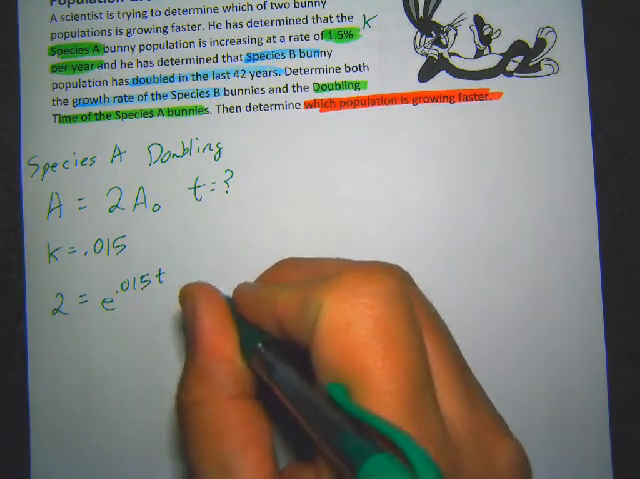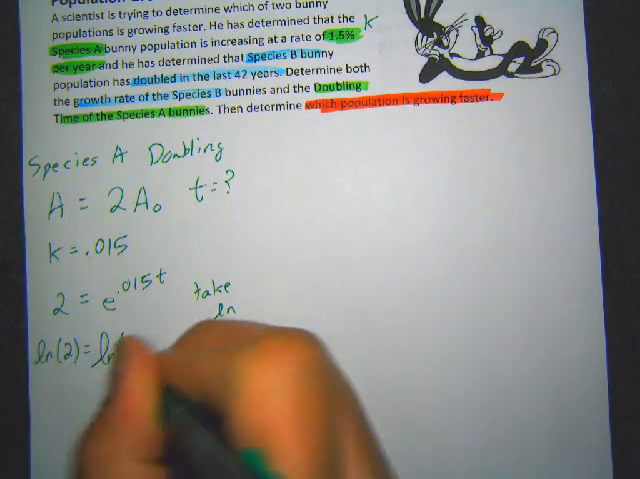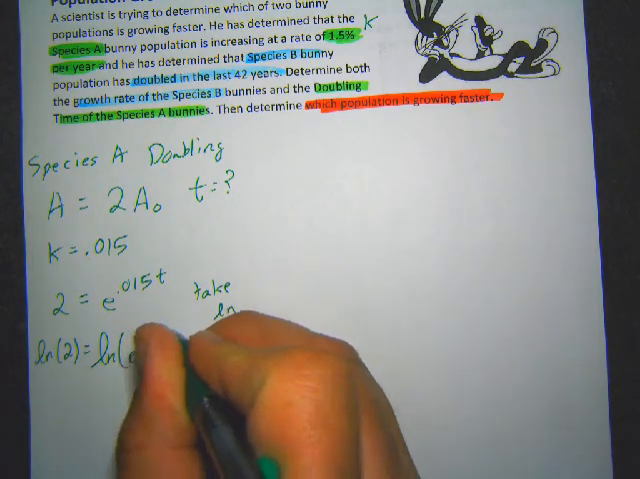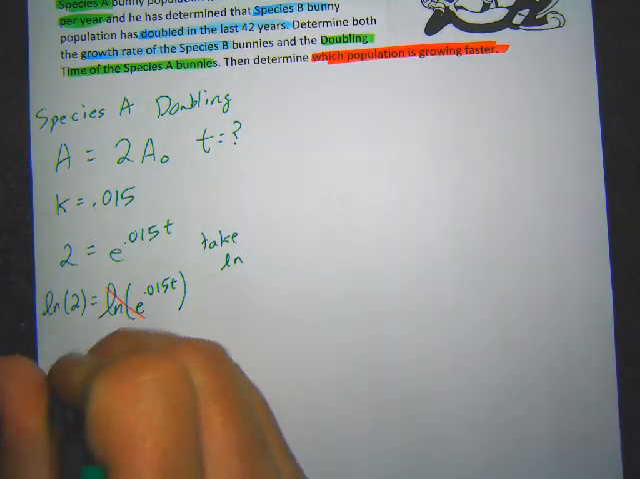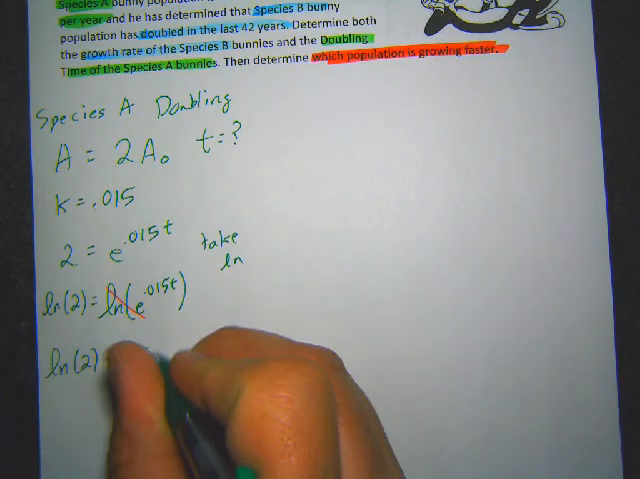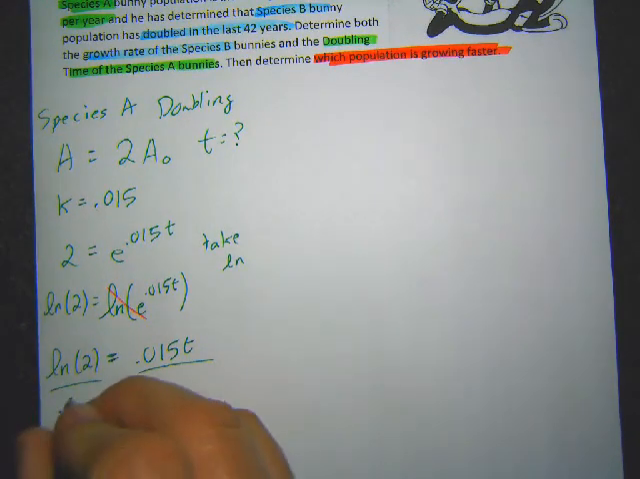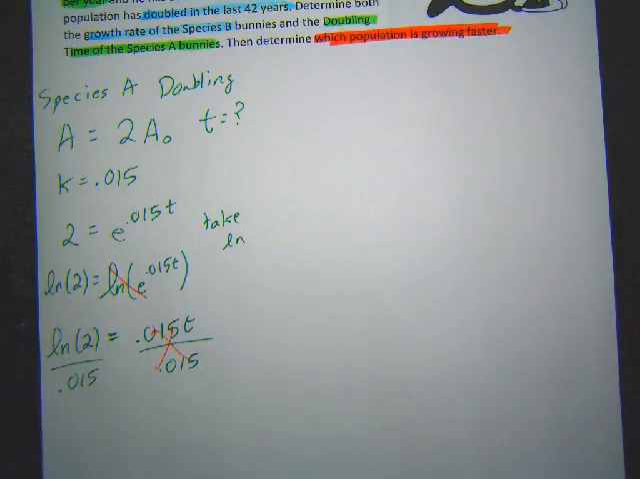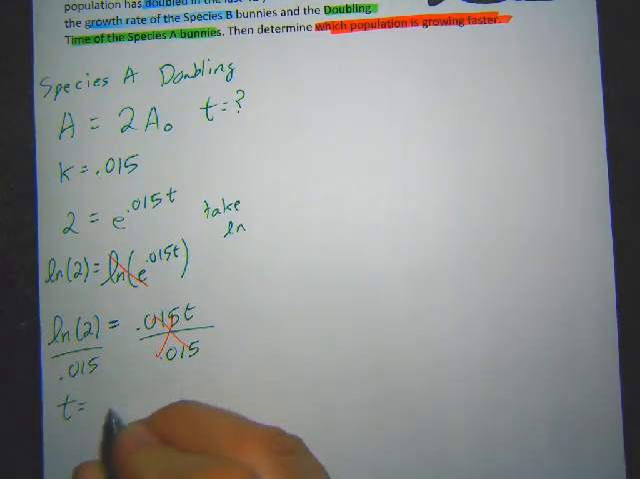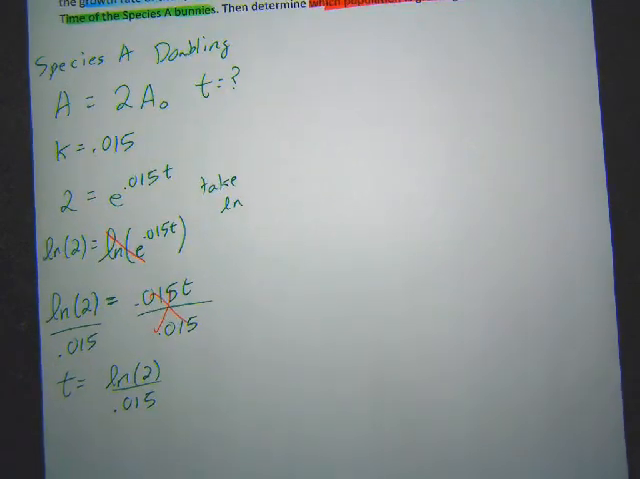So again, I'll take the natural log of both sides. So the natural log of 2 and natural log of e to the 0.015 t. And by doing the natural log, I can cancel that e again. So just get natural log of 2 equals 0.015 t. Now I can divide to get t by itself. So I'm going to divide both sides by 0.015. So I can cancel this part. So t is what we're going to get when we do natural log of 2 over 0.015. That's going to get us our answer.